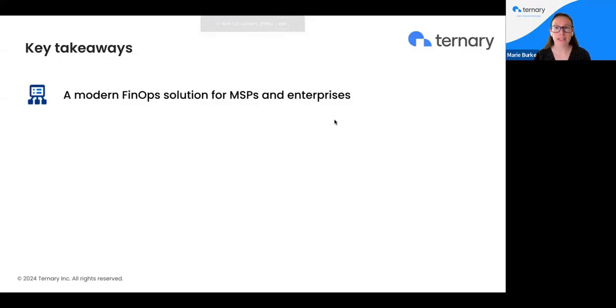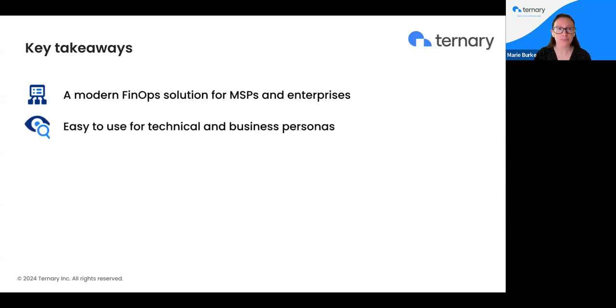Let's tie off on some of the key takeaways for today's session. First and foremost, Ternary is a modern FinOps solution for both MSPs and enterprises. One thing you may have noticed as Hayden was going through the platform is that it is multi-cloud by default. So some other solutions in the space may require you to switch modules or switch navigation tabs by cloud vendor. That is not the case with Ternary. So you can leverage those scoped views to hone in on a specific cloud, or as Hayden demonstrated, you can build a custom dashboard by a cloud or whatever view you're looking to achieve.